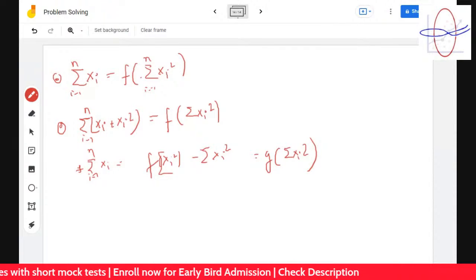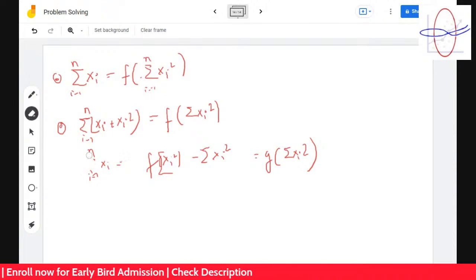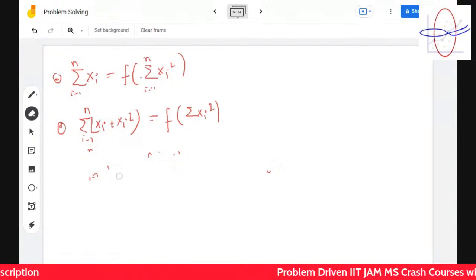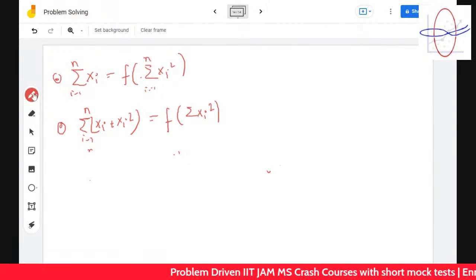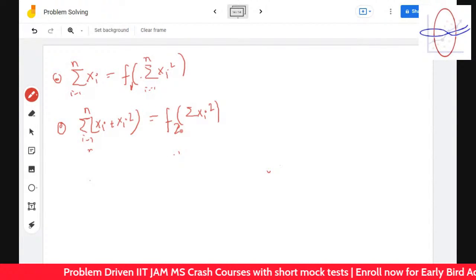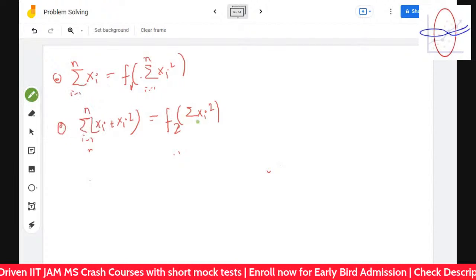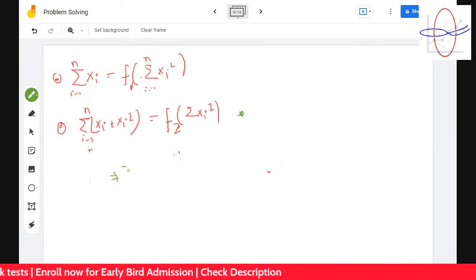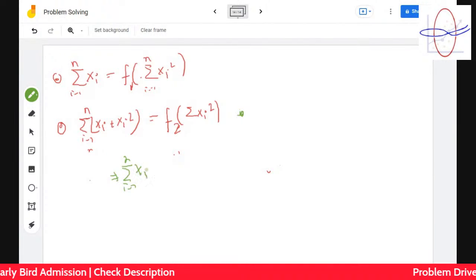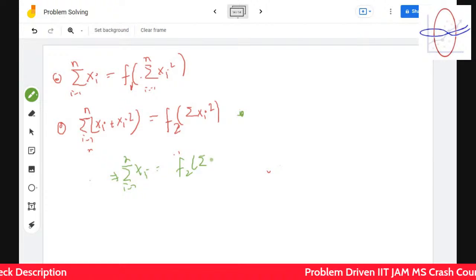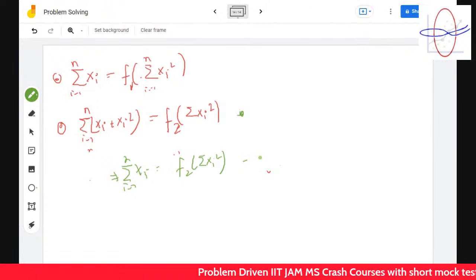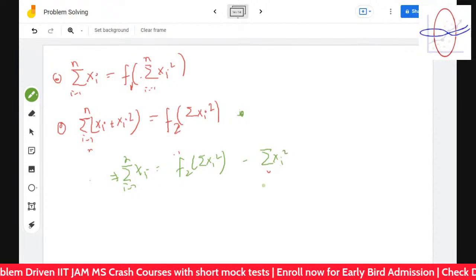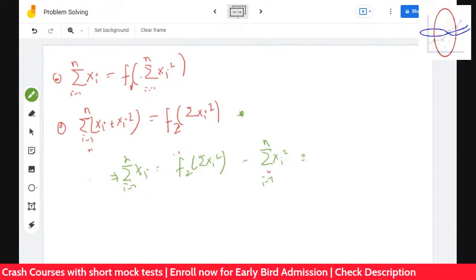This is the last part, this summation xi plus xi square. I have not shown anything yet, but I told you we have to show whether this is a function or not, f1 and f2. So I am telling you that if this is a sufficient statistic, and it can be shown like this, then it implies that this is equal to f2 of summation xi square minus summation xi square, which is equal to another function.